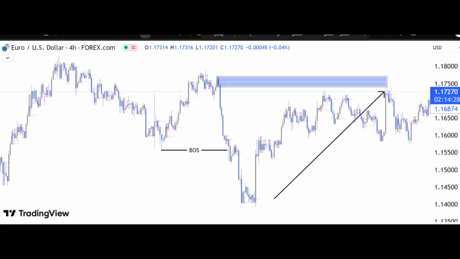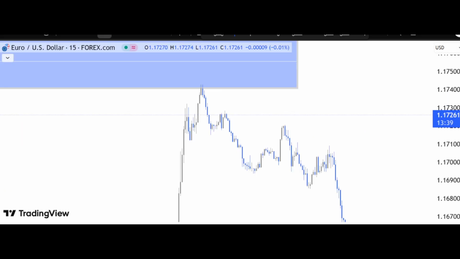Now we go to the 15-minute chart to look for entries. We watch how price moves. We want to see a break of structure. That means price breaks a previous low with strong momentum. It shows sellers are in control again. Once we see break of structure, we wait for price to pull back. It usually comes back to touch either supply or fair value gap.